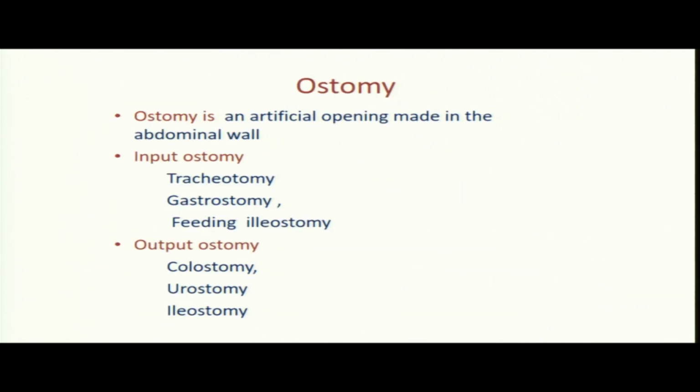Let us discuss ostomy. What is an ostomy? Ostomy is an artificial opening made in the abdominal wall. What are the types of ostomies? There are two types, classified based on whether it is input or output. Input ostomies are tracheostomy, gastrostomy and feeding ileostomy, whereas output ostomies are colostomy, urostomy and ileostomy. Here we are going to discuss mainly output ostomies.